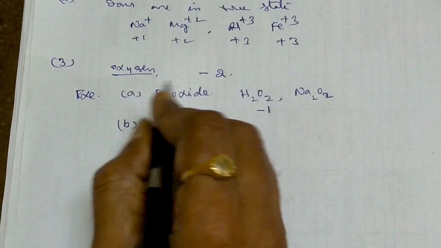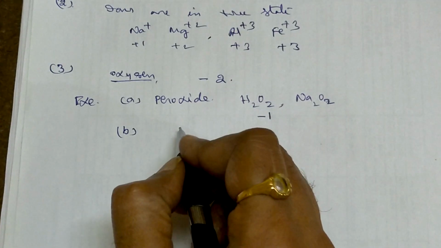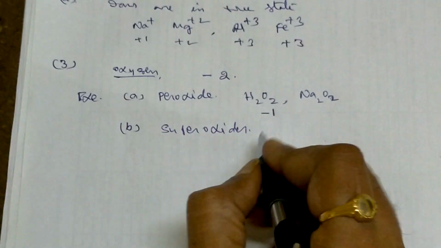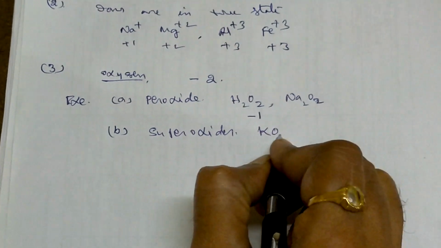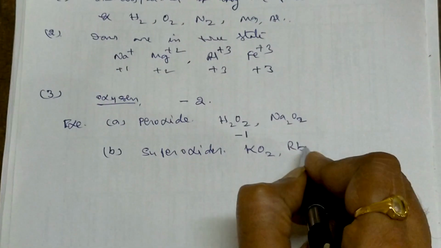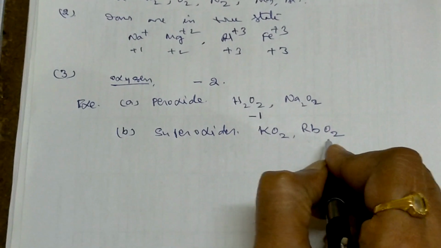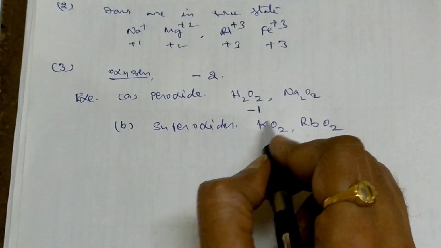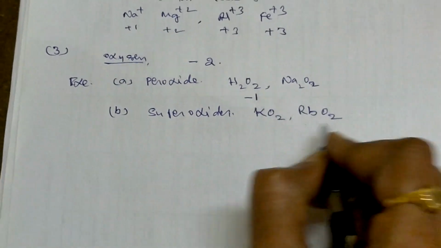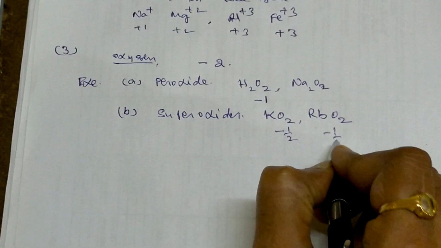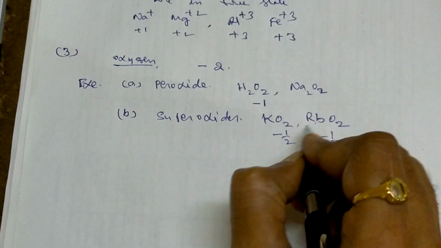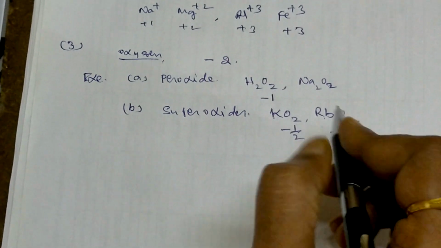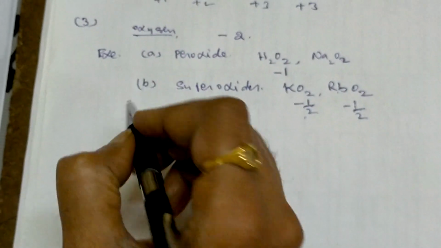Exemption 2 in oxygen is superoxides. Here, superoxides are potassium superoxide, KO2, or rubidium superoxide. In this case it is -1/2, because potassium is +1, rubidium is also +1, and then the charge is negative. So oxygen will have -1 in peroxides and -1/2 in the case of superoxides.